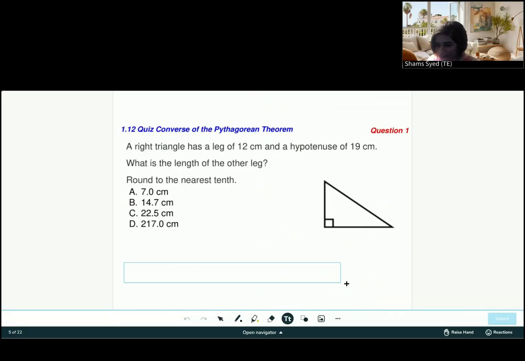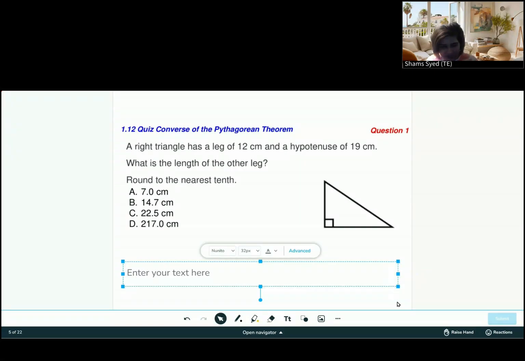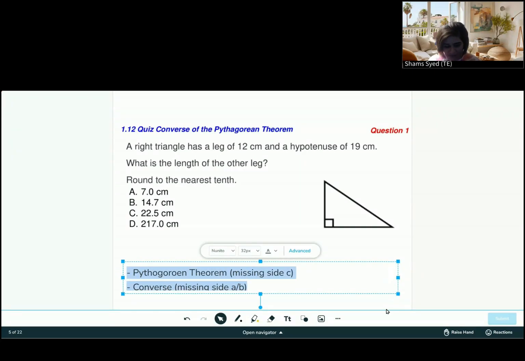I will definitely write down the two different formulas that we have learned in Pythagorean theorem. First one being the Pythagorean theorem itself.